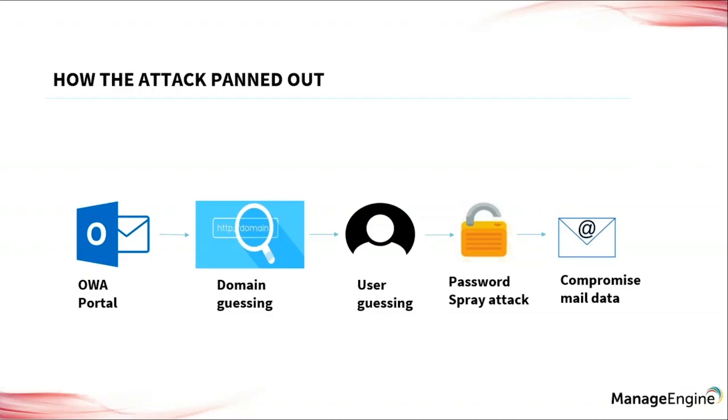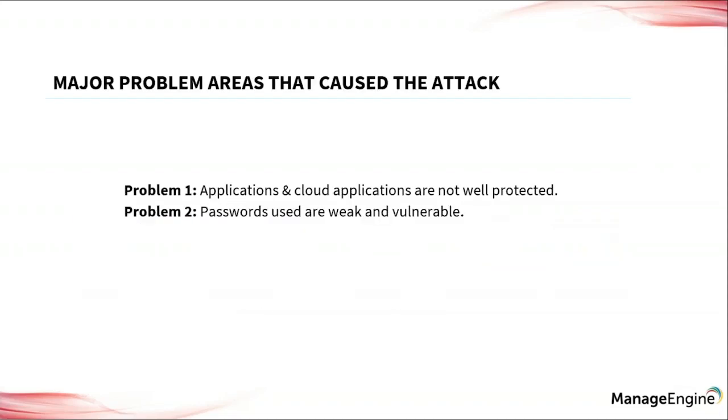Now, the problem that caused this attack is not one, but actually two. The first problem is the cloud applications used, they are not well protected. We saw it, we performed the attack on the Outlook Web Access Portal of the on-prem Exchange server. And the second problem is that the passwords we used are extremely weak. They are extremely vulnerable.